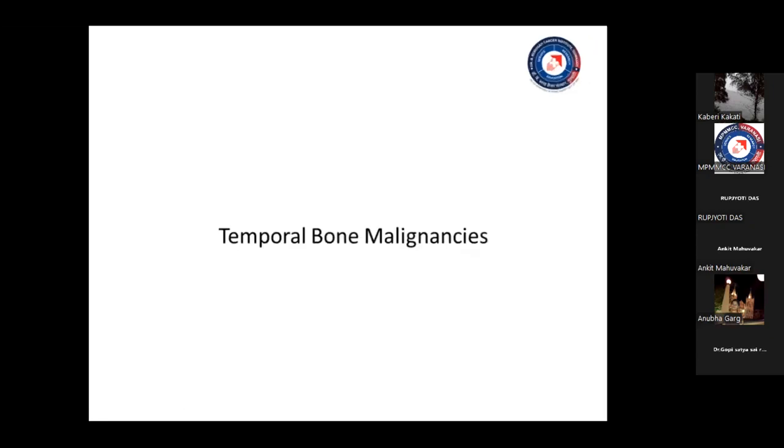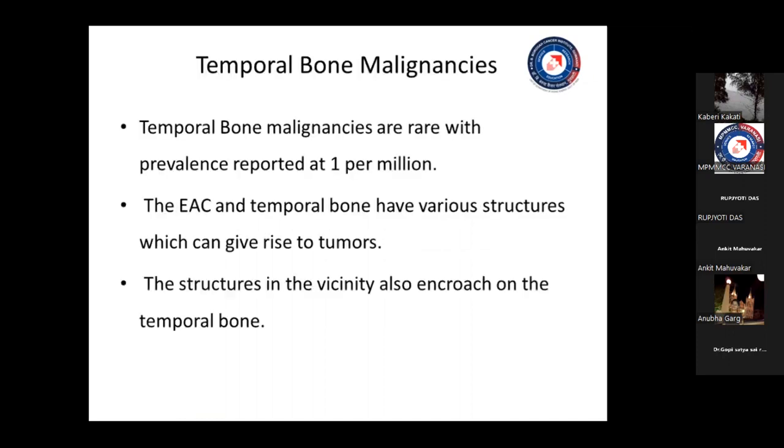So for today's presentation, we will limit our discussion to the temporal bone malignancies. Temporal bone malignancies are a rare group of disease with prevalence reported at just 1 per million. The ear, the external auditory canal, and the temporal bone have various structures like the skin, the sebaceous glands, the bone, the cartilage, the nerves, etc.